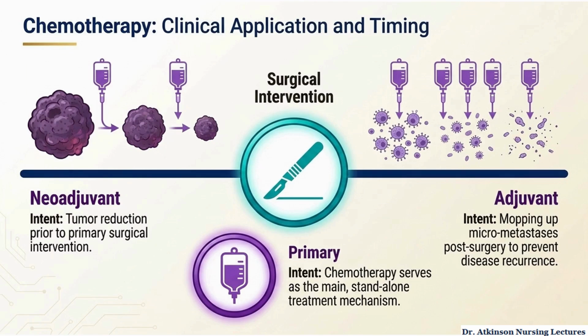Chemotherapy may be used as primary treatment, neoadjuvant therapy before surgery, or adjuvant therapy after surgery to eliminate residual disease and reduce recurrence risk. The purpose and timing of chemotherapy influence patient education, treatment expectations, and nursing monitoring priorities. Understanding the treatment intent helps nurses provide accurate education and anticipate potential side effects and complications.